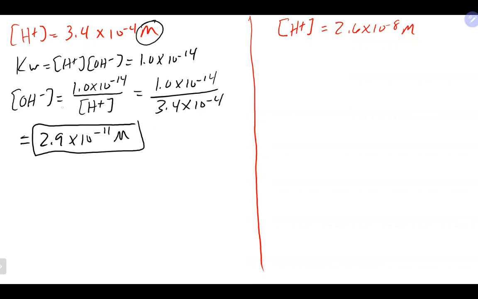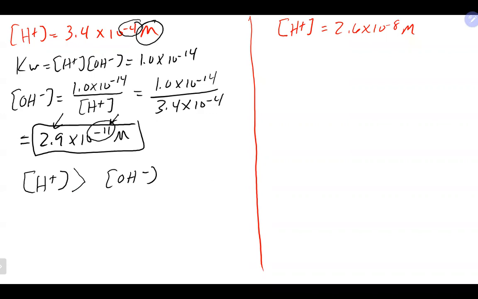A reminder that if this part of the number is good, but the exponent part's off, it's probably the way you're punching it into your calculator. This would be acidic, basic, or neutral. We want to compare the H plus concentration to the OH minus, which one's larger? It is the H plus concentration. This is the OH minus, which is to the minus 11. And this is the H plus, which is to the minus 4.